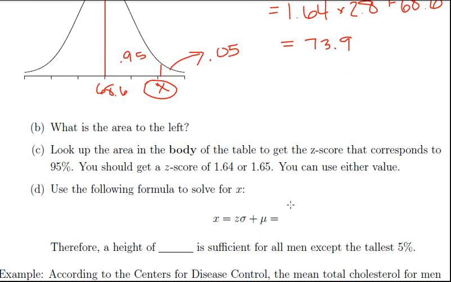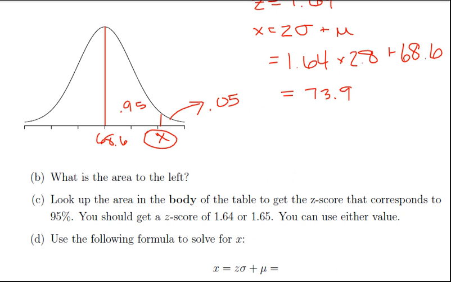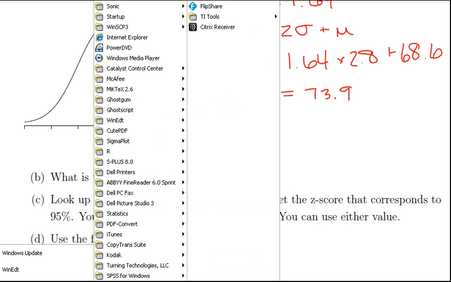Okay, so you can follow along down here. The final answer is 73.9 inches. That represents the top 5% or the bottom 95th percentile. To do that on my calculator, oops, that's not my calculator. My calculator disappeared. Let me bring it back up.